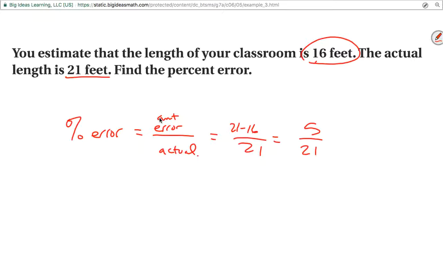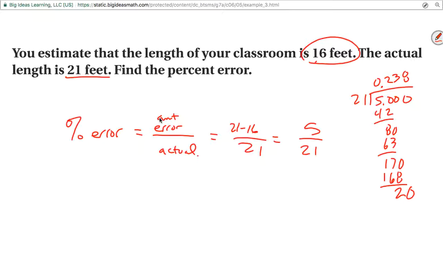So we have 5 divided by 21 as our percent error. Let's change it to a percent now. 5 divided by 21. Let's set it up. I've done lots of division lately. 21 into 5 is 0. 21 into 50 is going to give me 2, 42, 8, 0. Let's go 3. It's 63. It's 17. 21 into 170. Let's go with 8. 21 times 8 is 168. And 2 and 0.